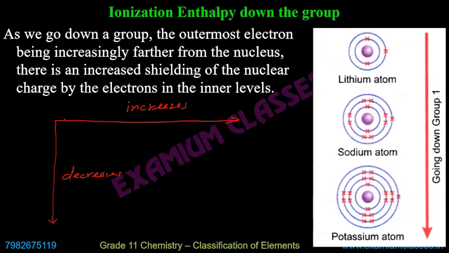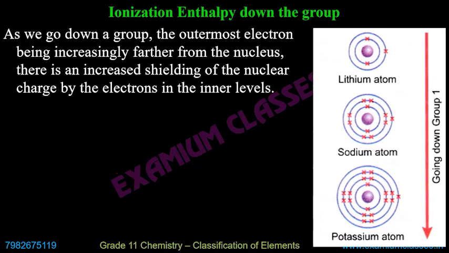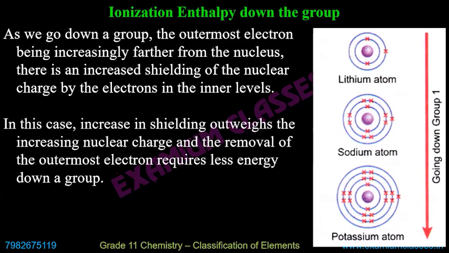Whether we are talking about ionization enthalpy, electron gain enthalpy, electronegativity, or size, that is radius, in all these, this will follow. In one direction, if it increases, in other, it will decrease. So in this case, increase in shielding outweighs the increasing nuclear charge, opposite of that. Why? The reason is the shielding is now much more because there are much more electrons present inside.